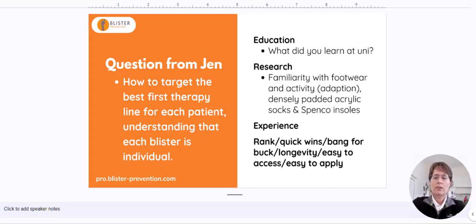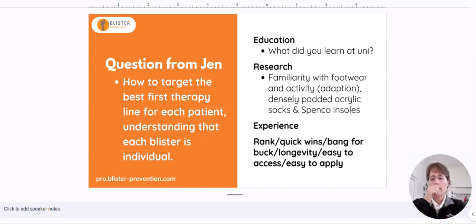You can't use Spenco on hammer toe blisters or the back of heel blisters, and some people can be particularly familiar with their footwear and the activity and do all that they possibly can there and still get blisters. So relying on what research tells us solely is not enough either.